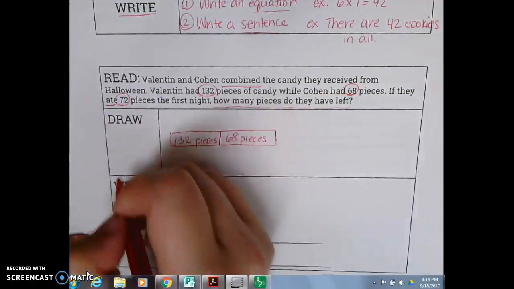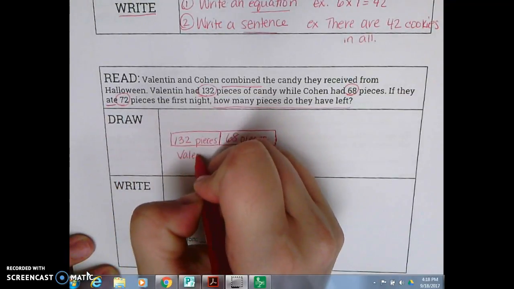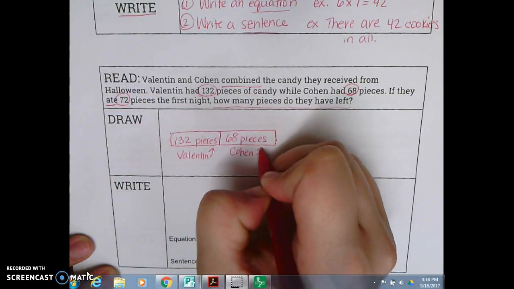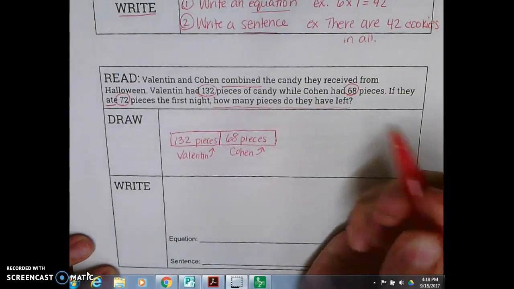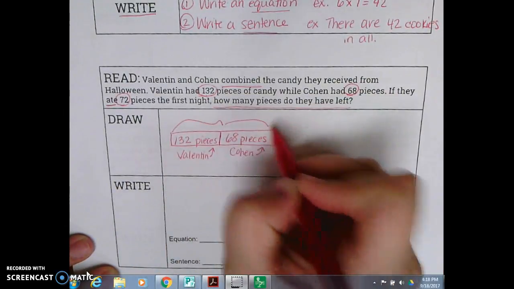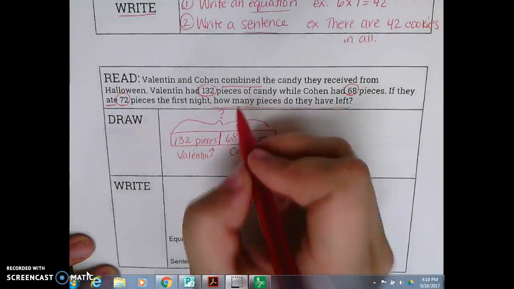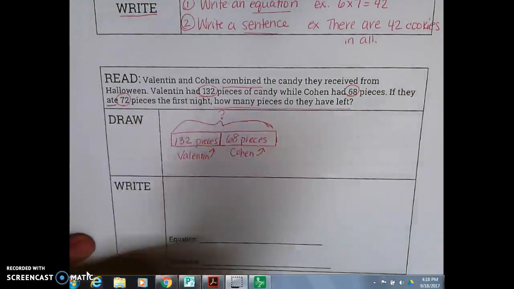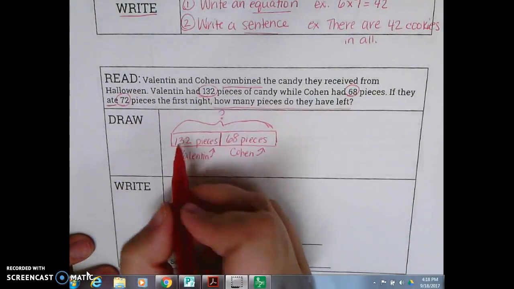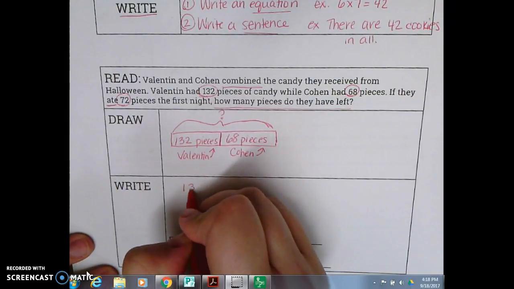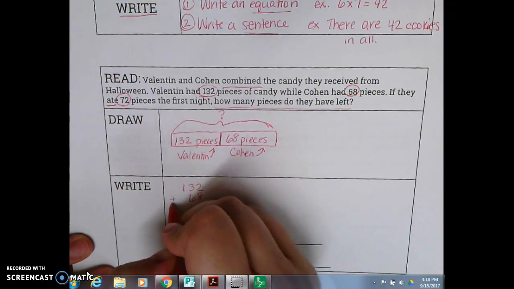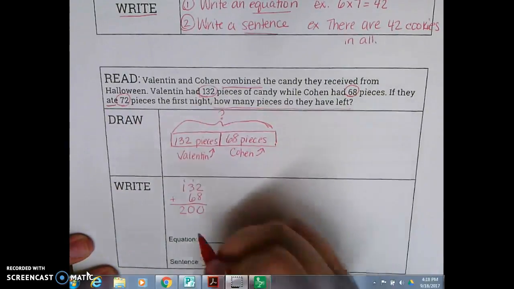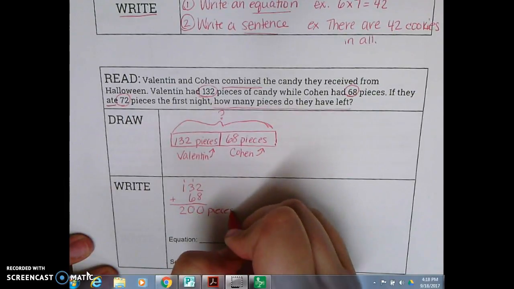And remember, we're not only going to draw, but we're going to label. So Valentine had 132, and Cohen had 68. And we want to know the total, how many pieces did they have? So all of this together, how many pieces did they have? I'm going to do that work down in the right section. To find the total, we're going to add. So we're going to take 132 plus 68, and we get 200.